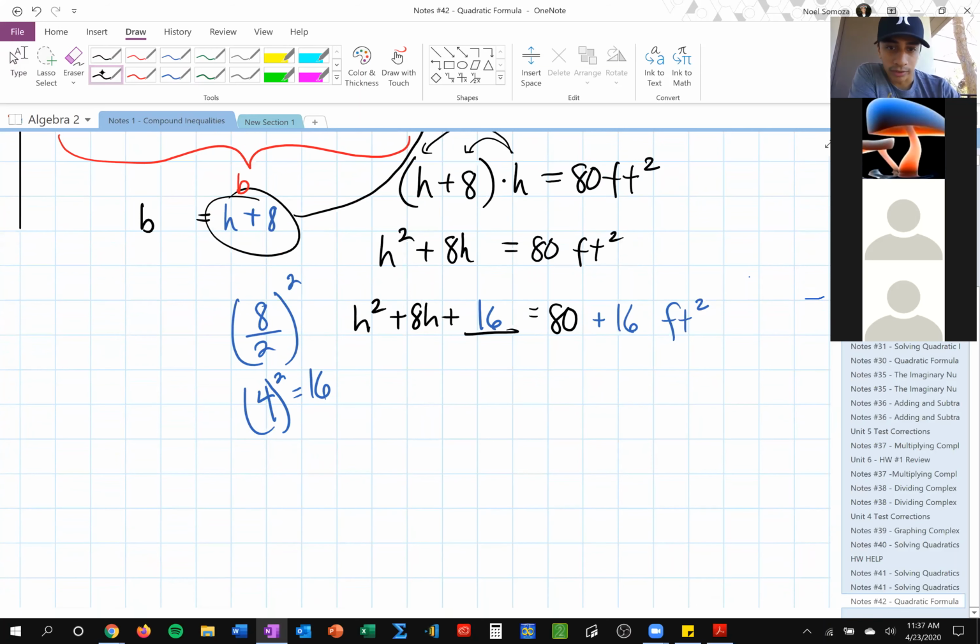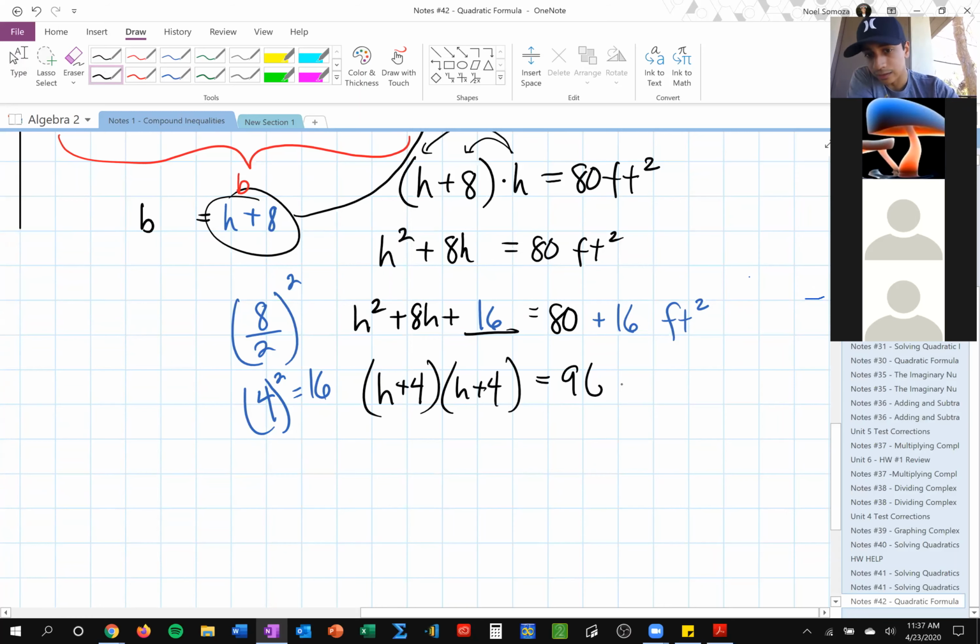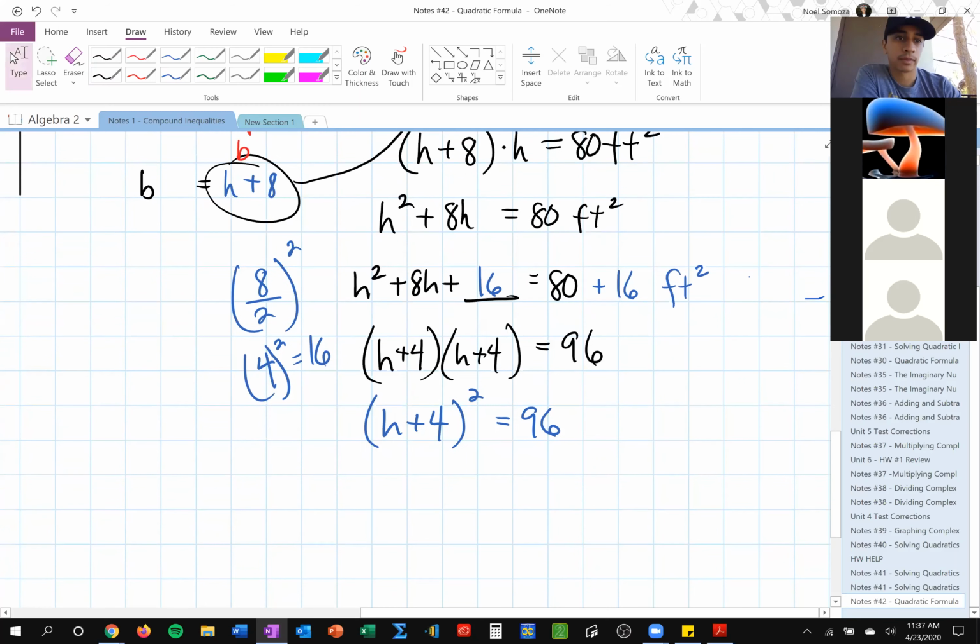So now here's my quadratic. I can then factor this. This is going to factor into h plus 4 times h plus 4, and that's equal to 96. We can simplify the h plus 4. That can become h plus 4 to the power of 2 and equal to 96. So now we're ready to solve.